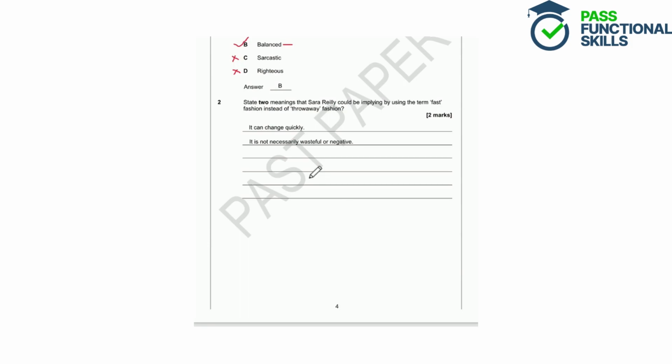So question 2, state 2 meanings that Sarah Riley could be implying by using the term fast fashion instead of throwaway fashion. Okay, so this question is looking for us to look at the implications of the word fast and the word throwaway. So what are the different implications or underlying meaning to these two words?